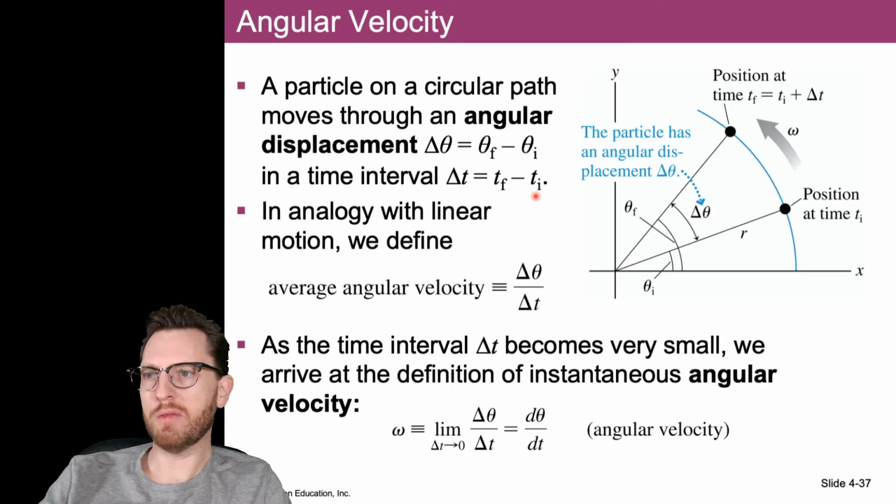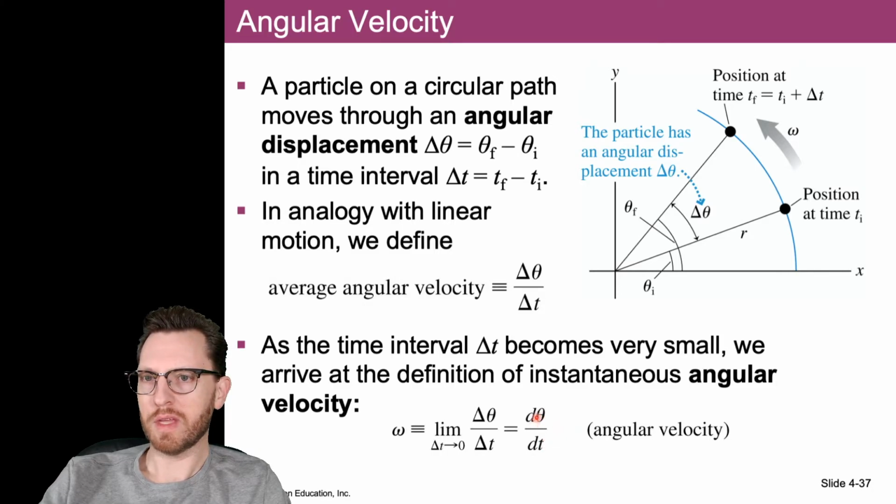In the same way that we defined a linear velocity in previous chapters, we can now define an angular velocity. It's just going to be the change in that angle divided by the time interval. And in an identical way to how we describe the instantaneous linear velocity, we can imagine shrinking that time interval down to 0 to define what we call the instantaneous angular velocity. It's just the time derivative of that angle theta.